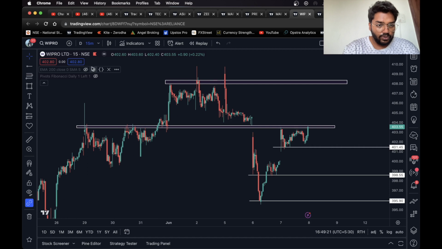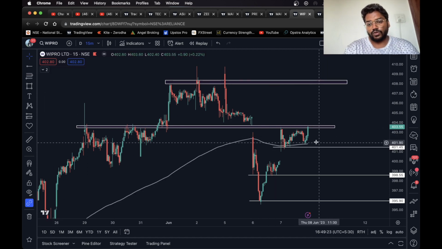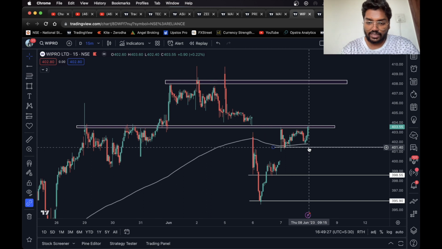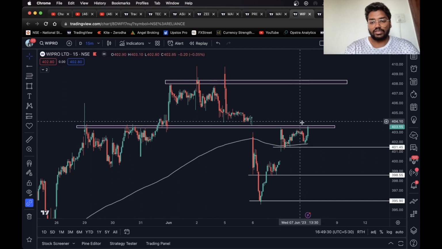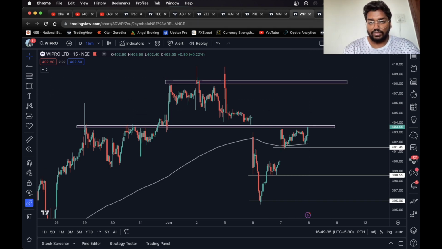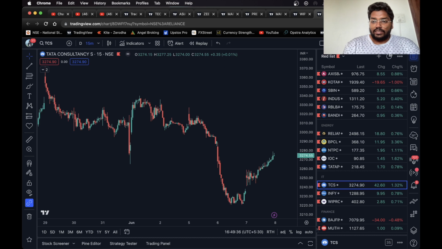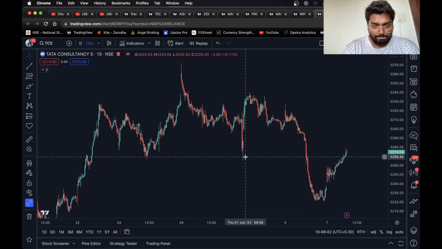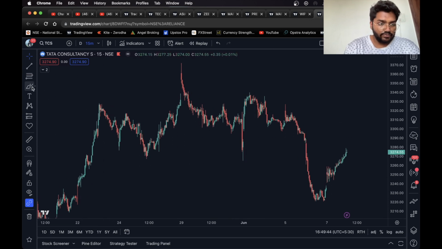Wipro is also on 200 EMA, right? Yes. So for short, if it breaks 200 EMA and breaks and sustains below this horizontal level, short entry can be taken, and I have marked the levels. And for long, if it sustains above this horizontal level, I have marked the level as well. Okay. Next is TCS. Okay. Very good. Very good.